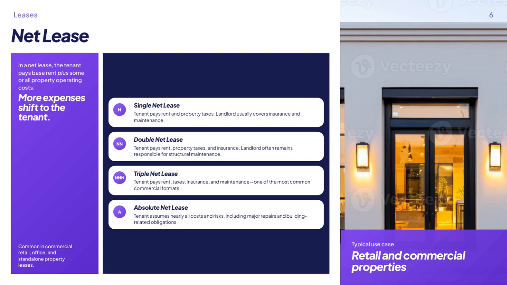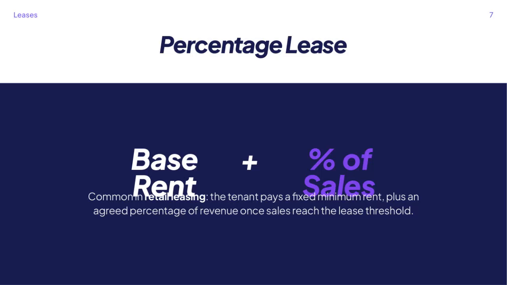Here, we're looking at percentage leases, which are quite common in retail leasing. The key idea is that the tenant pays a base rent, which is a fixed minimum amount. On top of that, the tenant also pays a percentage of their sales, but only once their sales exceed a certain agreed-upon threshold. This structure balances fixed income for the landlord with potential additional earnings tied to the tenant's success.